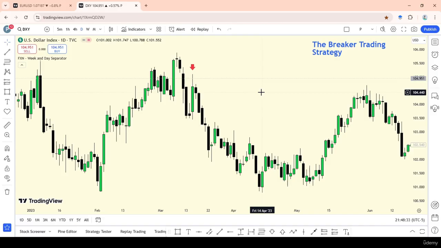So the breaker actually is one of the most powerful ICT concepts out there that you can use for execution, that you can use actually to formulate your trading setup and to formulate your trading strategy.